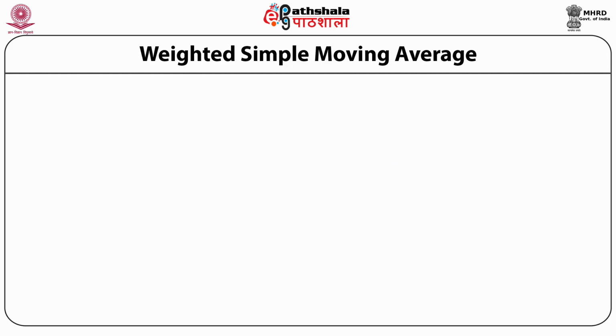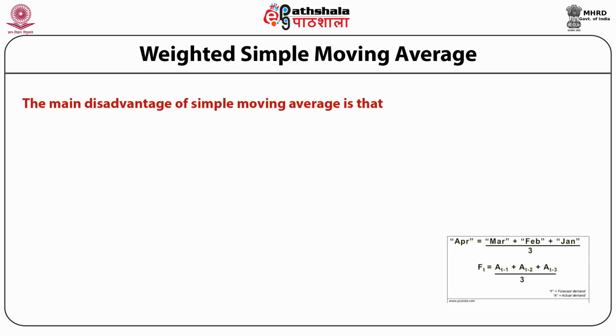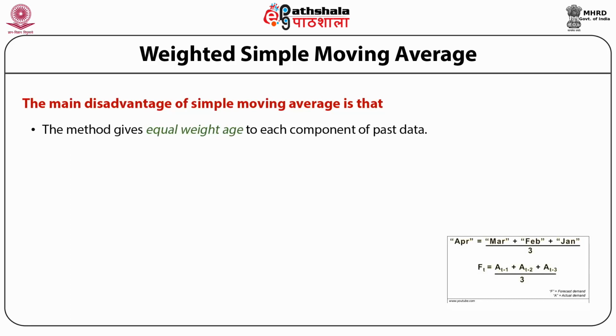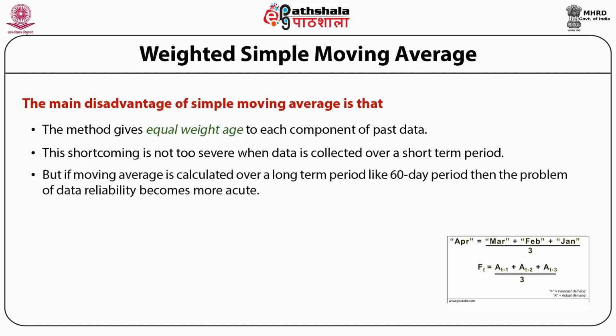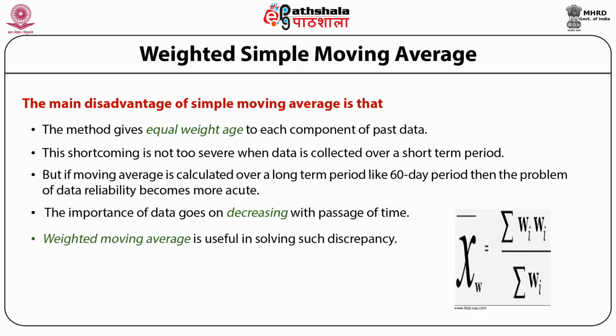The next forecasting technique that would be discussed is called weighted simple moving average. The main disadvantage of simple moving average is that the method gives equal weightage to each component of past data. This shortcoming is not too severe when data is collected over a short-term period. But if moving average is calculated over a long-term period, like a 60-day period, then the problem of data reliability becomes more acute. The importance of data goes on decreasing with the passage of time because of changing business conditions. The data which is very old may not be relevant in the present scenario, so its importance in prediction should be minimal. Weighted moving average is useful in solving such a discrepancy.